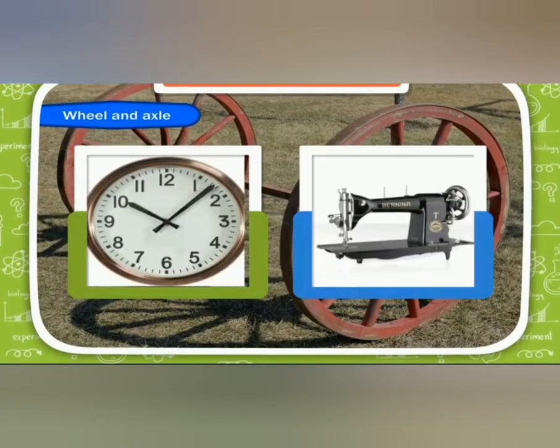The best example of wheel and axle is the steering wheel of a car. You can see this arrangement in a sewing machine. You can also find this in trucks or cars which are moving. We can also see this where we carry heavy loads. So that is about wheel and axle.